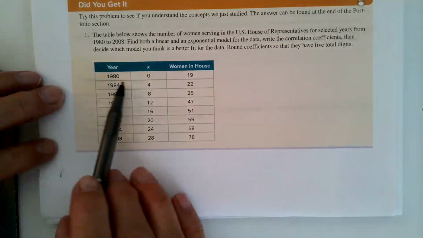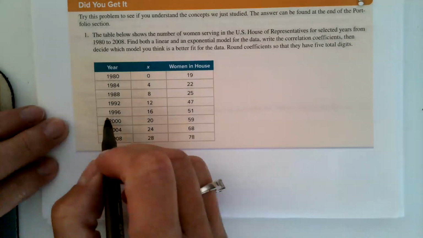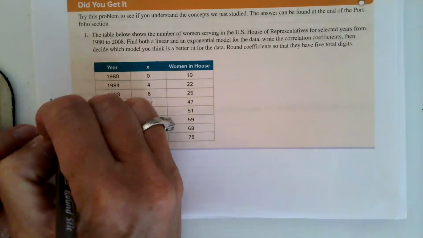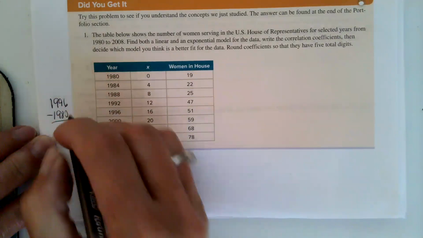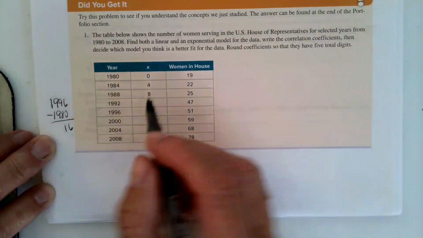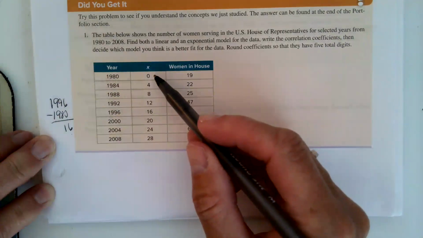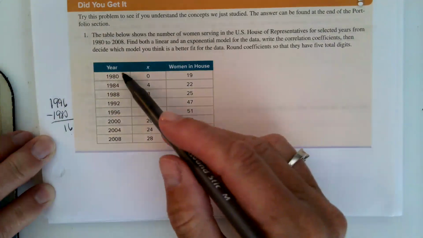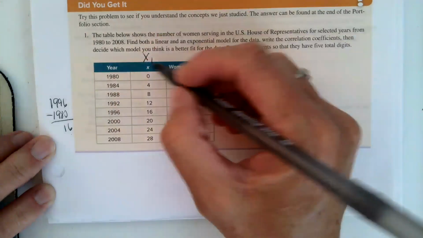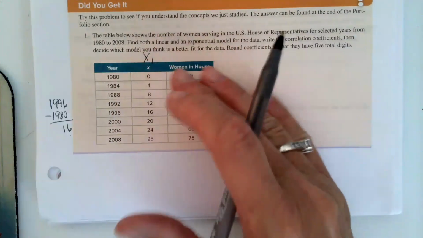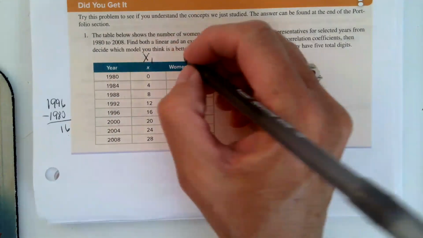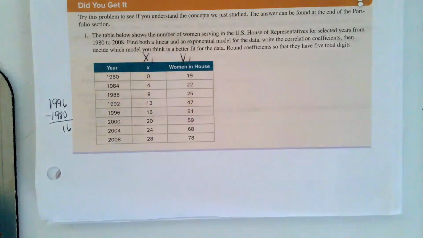So we would find that, for instance, 1996, if you take 1996 and subtract the base year of 1980, you would see that it's 16 years after 1980. And that's why this says 16. So sometimes you're going to have to create that X column yourself using the base year. So this is going to go into our X1 or X2, whatever your table says. Then the women in the House of Representatives is going to be your Y1.